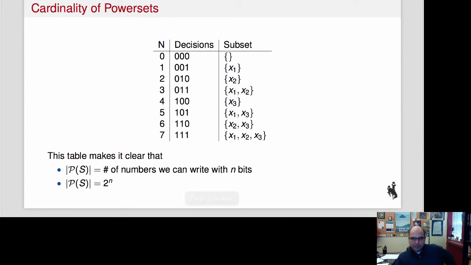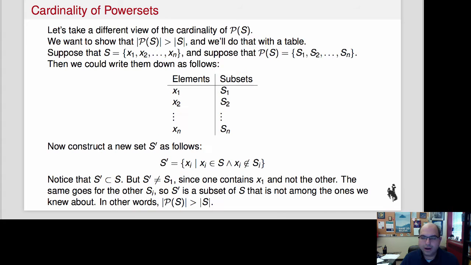So what's the cardinality of the power set of S? That's the number of numbers that I can write with n bits, and it's equal to 2 to the n. That's the cardinality of a power set. If I know how many elements are in the set, let's say there's 10, then I know that there are 2 to the 10 elements in the power set. So great, now we have a way of doing that.